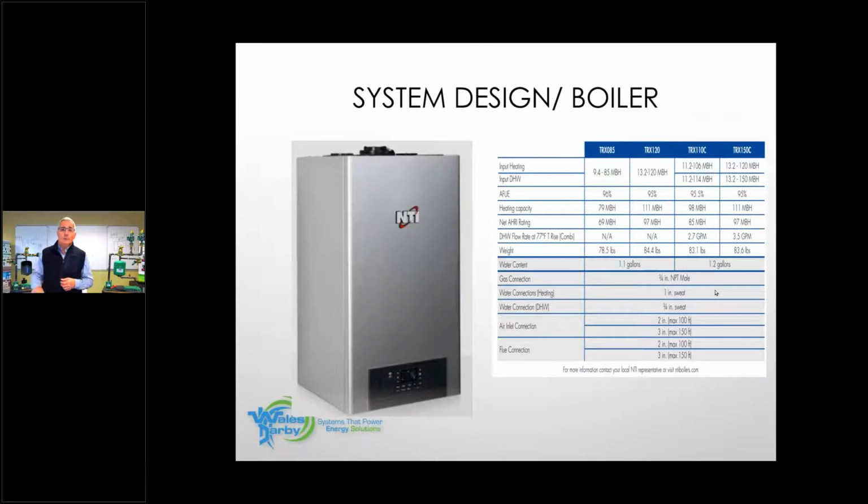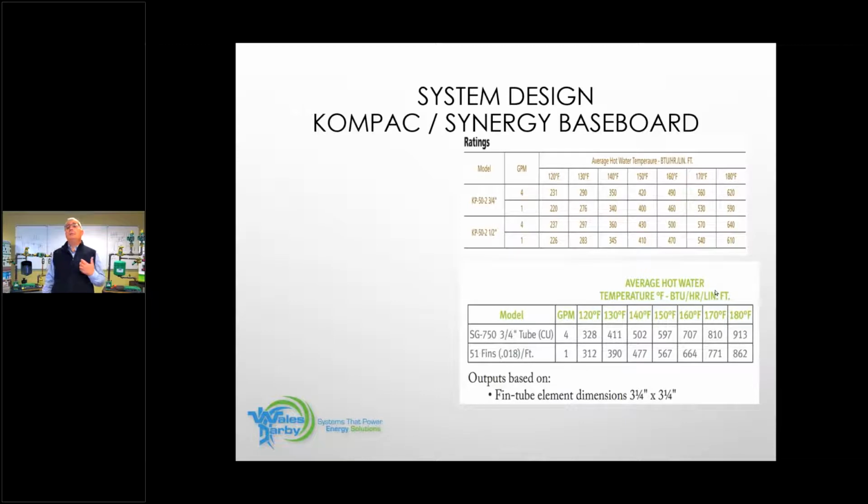So now we've picked our boiler. So what's next? Now we're going to pick baseboard. And you have options in the world of baseboard, okay? Every baseboard manufacturer gives you a spec sheet. And on that spec sheet, based on GPM and water temperature, it'll tell you the output per foot. So if you look at the top here, it says compact. And compact here, we're showing you 4 GPM and 1 GPM.